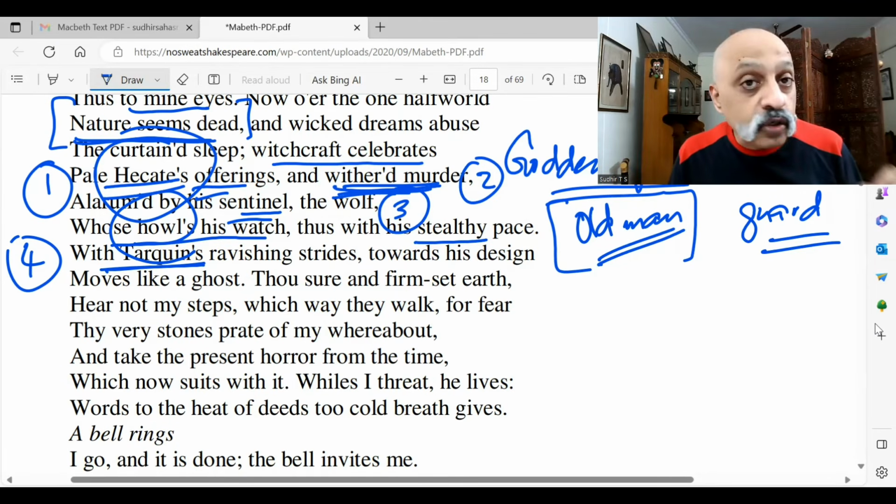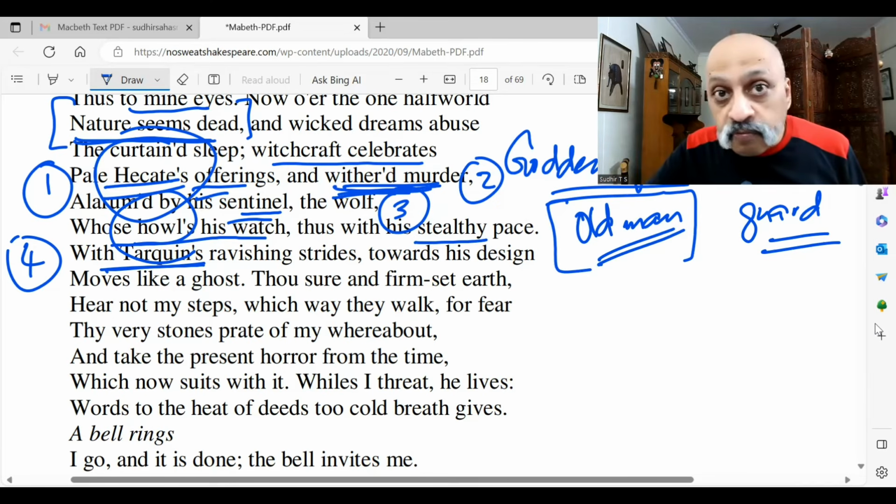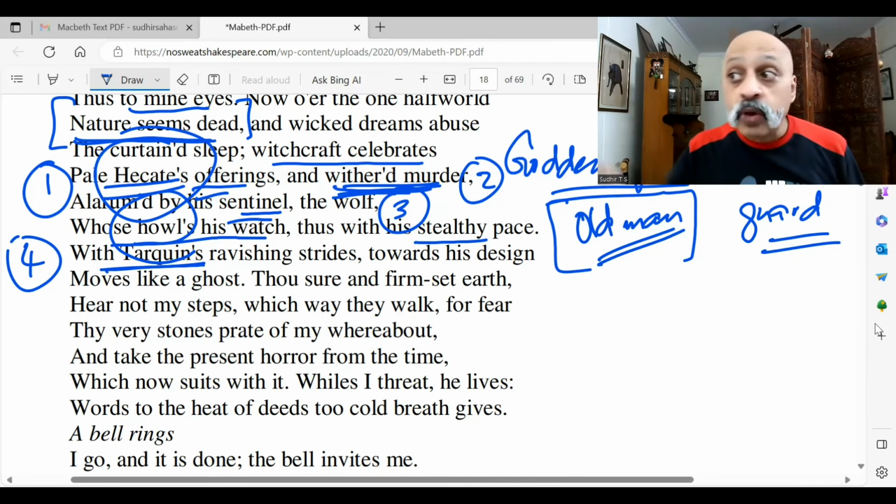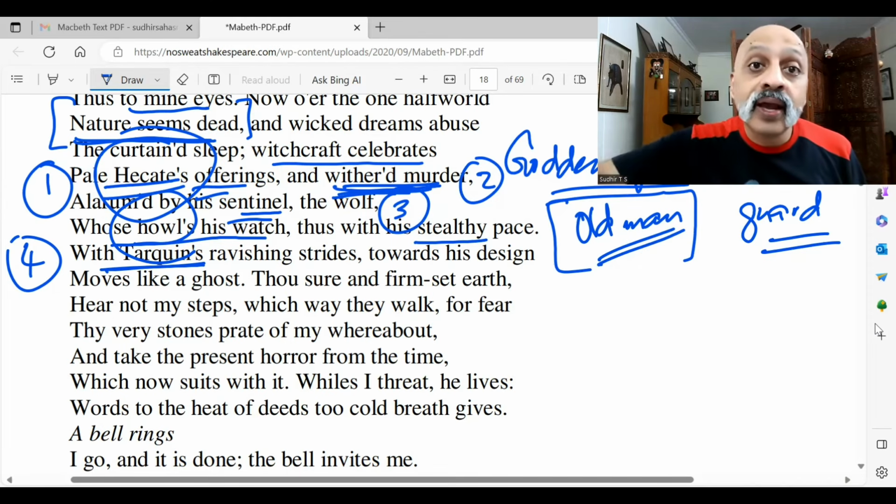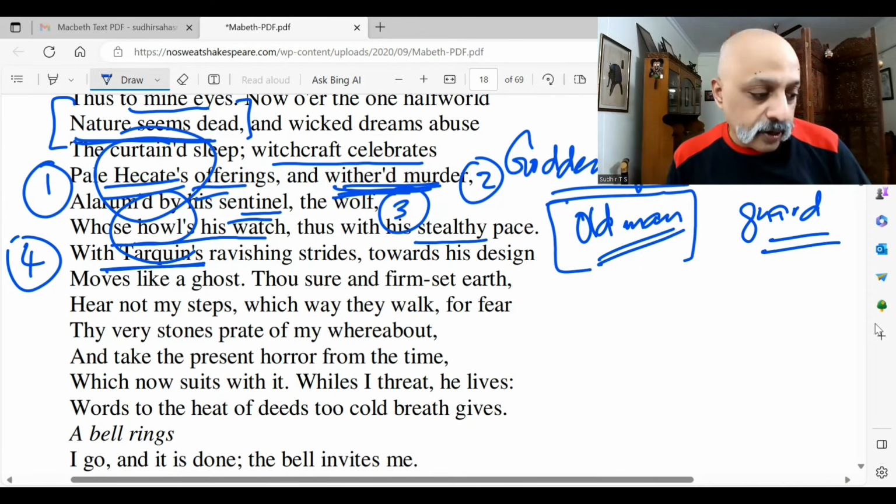So he says, don't listen to the sound of my footsteps or try to find out which direction they are going to. He does not want them to be a witness to the direction in which he's going, which is Duncan's chamber. He says, because मुझे डर है कि ये जो पत्थर हैं जिससे कि फ्लोरिंग बनी हुई है, thy very stones, ये जो पत्थर हैं, they will gossip about कि मैं कहां पर गया हूं. They will gossip. Prate का मतलब gossip.